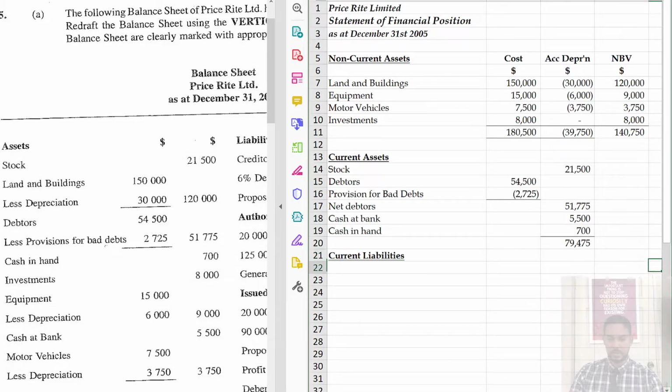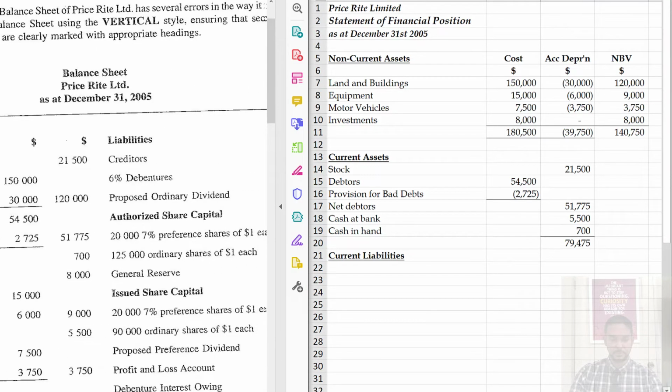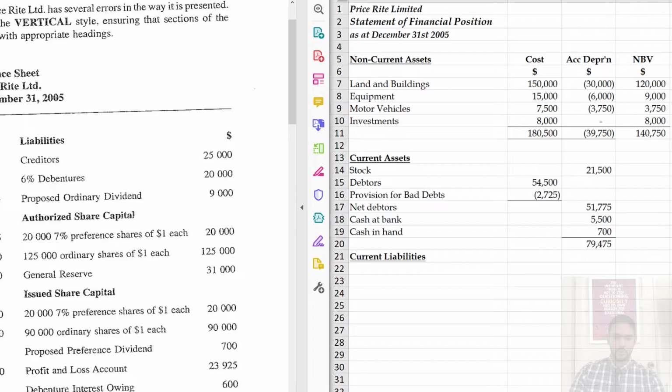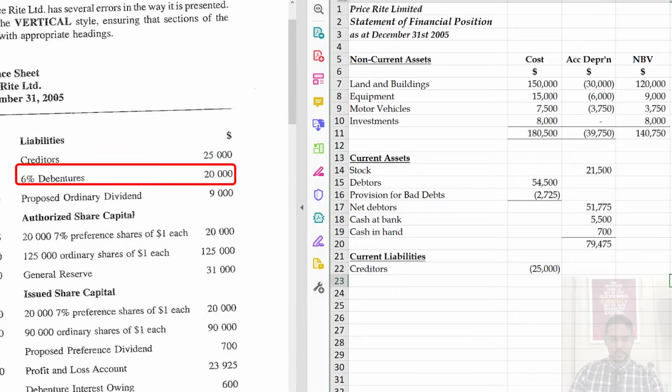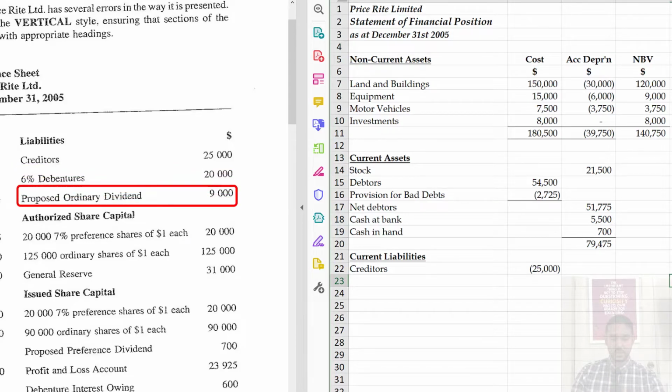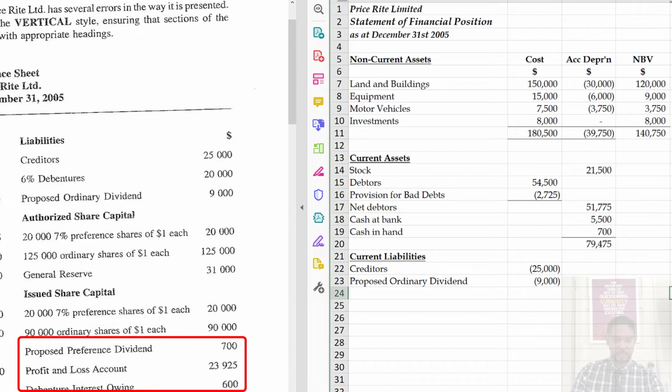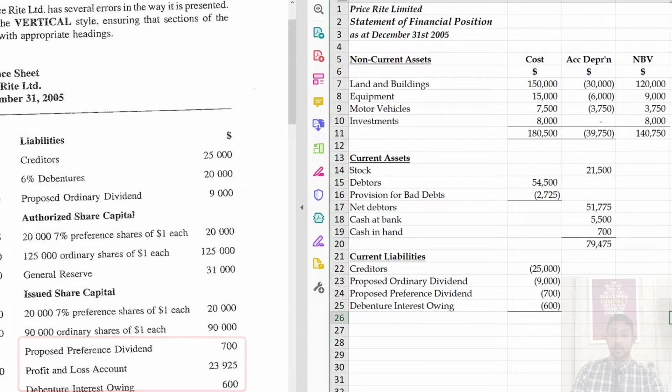So let's talk about current liabilities. So it means I'm going to have to scroll across a bit. All right, so we know creditors for sure is a current liability. The debentures are non-current, so we're going to leave that for after. Proposed ordinary dividend, 9,000, and we went down to the issued capital section because we had two items that should not have been there. The proposed preference dividend of 700 and the debenture interest owing of 600. Total current liabilities, 35,300, giving us net working capital of 44,175.